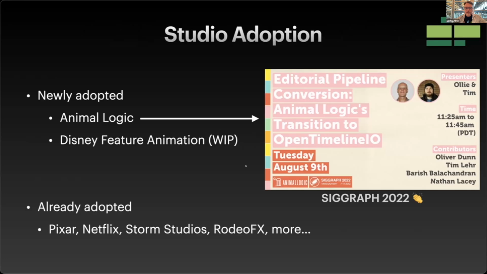We've also seen studio adoption happening. So OTIO is already in use in a bunch of different studios, both large and small. If you want to see a detailed presentation about what that transition was like, last year at SIGGRAPH Animal Logic presented about their transition, and so I believe you can go and find the recording of that. We know that Disney Feature Animation is in the process of doing a similar transition right now, and so we hope to hear about that in the coming months.